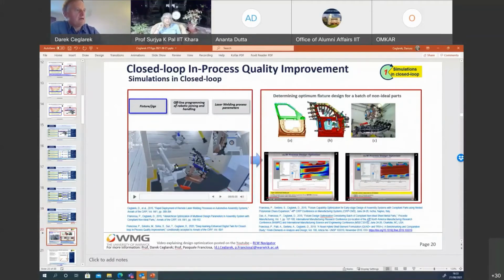What does it mean right now, as an example? I'm giving you just an example of what we did: the simulator of the assembly station, which mostly looks at the remote laser welding of the door.